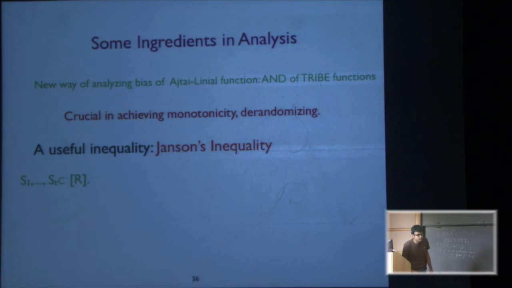Where do you have probability? Oh, where is the probability? So yeah, we actually use Janson to show that the function is almost unbiased. You take a uniform input to the function.